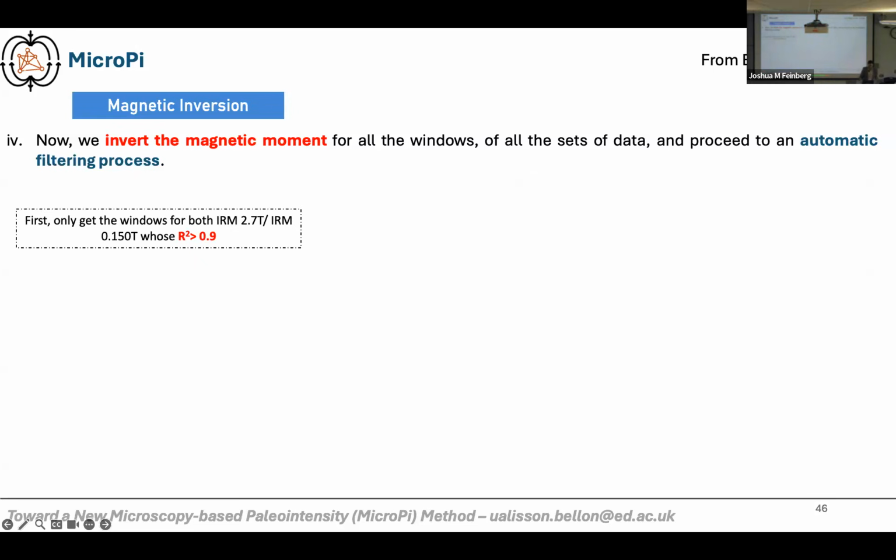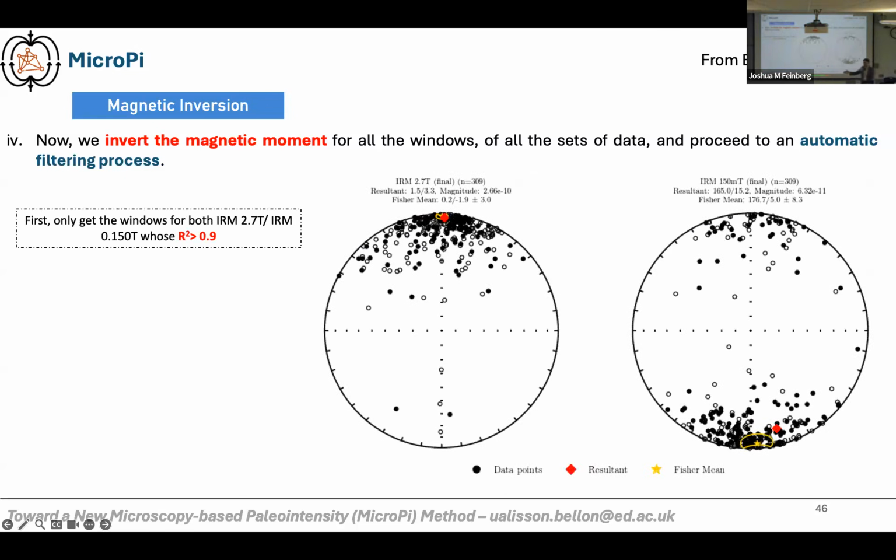So first what we do is only get the windows where the IRM to one direction has R square greater than 0.9. And why is that? Because when you apply a magnetic field, you're going to give a really strong remanence to all those particles. And you can see that in that stereo plot right there, the IRM that we have applied, 2.7 Tesla, with R square greater than 0.9. And here to the opposite side, 0.1 millitesla.